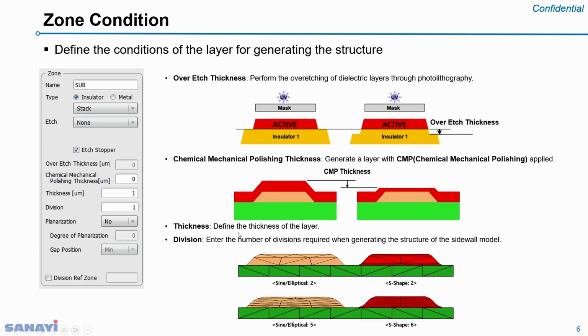Also, you can define the thickness of the layer. Division is to enter the number of divisions in the z-axis direction. When generating the structure of the sidewall model, please note that there is a difference in structure generation according to the division value.